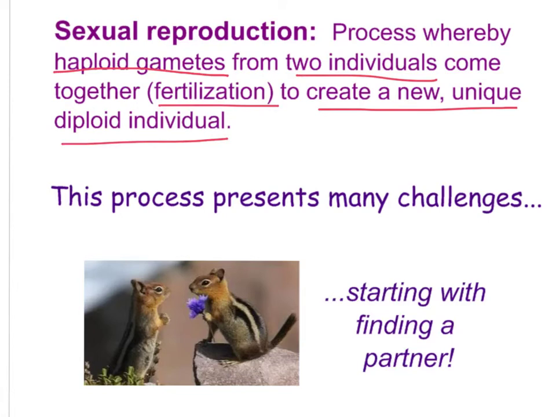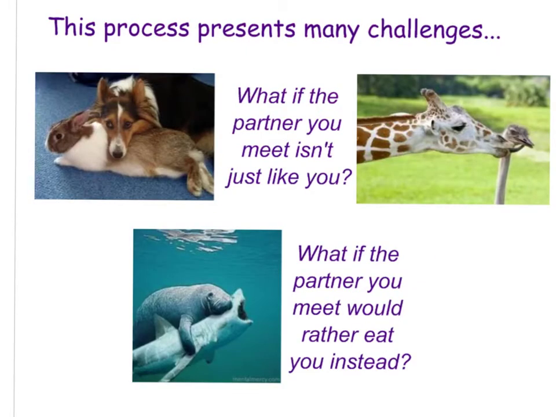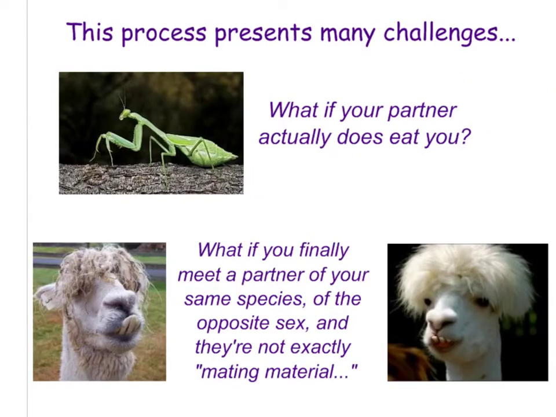This process actually presents many challenges, not the least of which is finding a partner in the first place. Other challenges to this process: what if the partner you meet isn't just like you? Or what if the partner you meet would rather eat you instead? More challenges to this process of sexual reproduction. What if your partner actually does eat you, such as in the case with praying mantids? What if you finally meet a partner of your same species, of the opposite sex, and they're not exactly mating material?